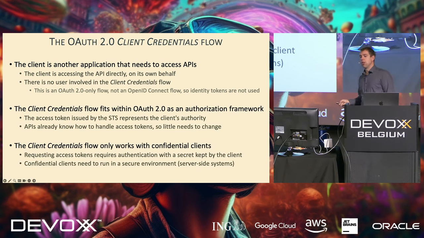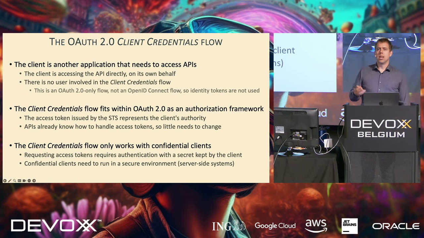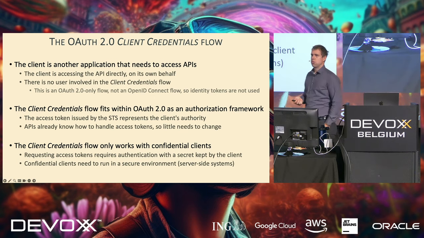All right, this flow only works with confidential clients. You can't do this with a client that doesn't have a secret because that would make zero sense at all. So that's why this flow requires client credentials. Hence the name client credentials flow or grant. All right, that was the easiest OAuth flow you're ever gonna find. So yay for that. And that covers the flows.